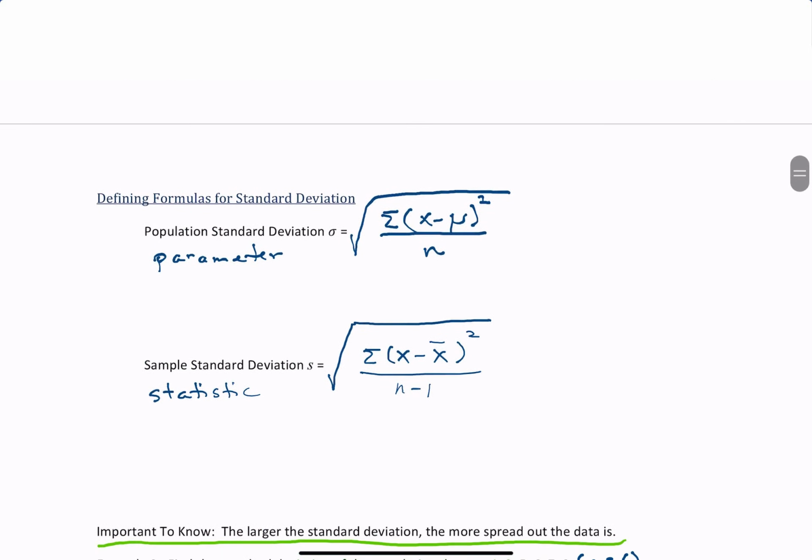I'm going to need a column for my x's, which are 81, 70, and 61. I'm going to need to add them up because in the next column I'll be doing x minus x bar. And to get the x bar, we need to add up our x's. So the sum of the x's is 212. X bar then will be 212 divided by the number of numbers, which is 3. And that gives me 70 point repeating sixes.